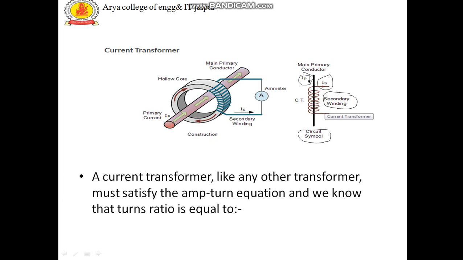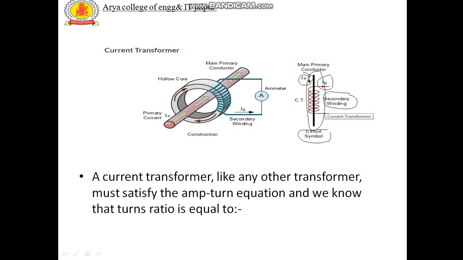Here the main primary conductor is working as the primary winding of this circuit and the number of turns are in the secondary circuit. So the ratio is 1 to x. That means there is one winding on the primary side and x number of windings on the secondary side. So according to the number of turns, N1 less than N2, it will work as a step up transformer.